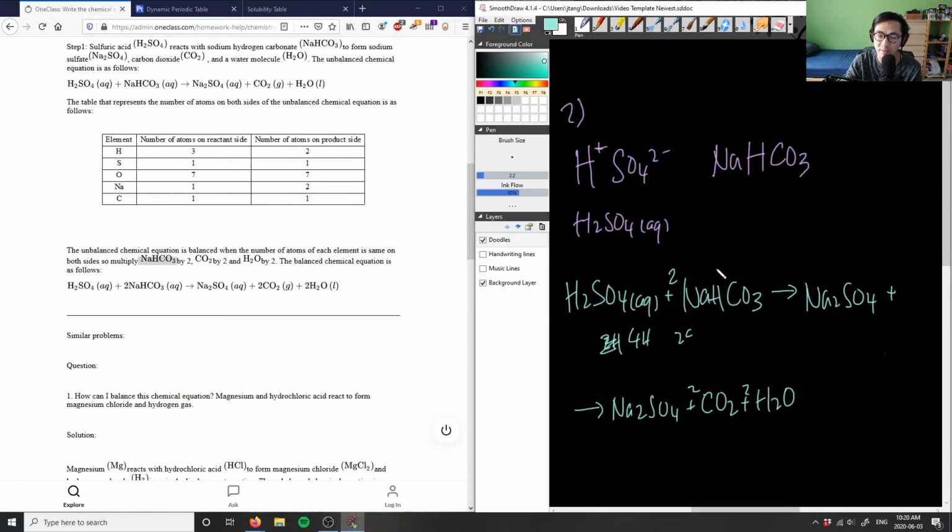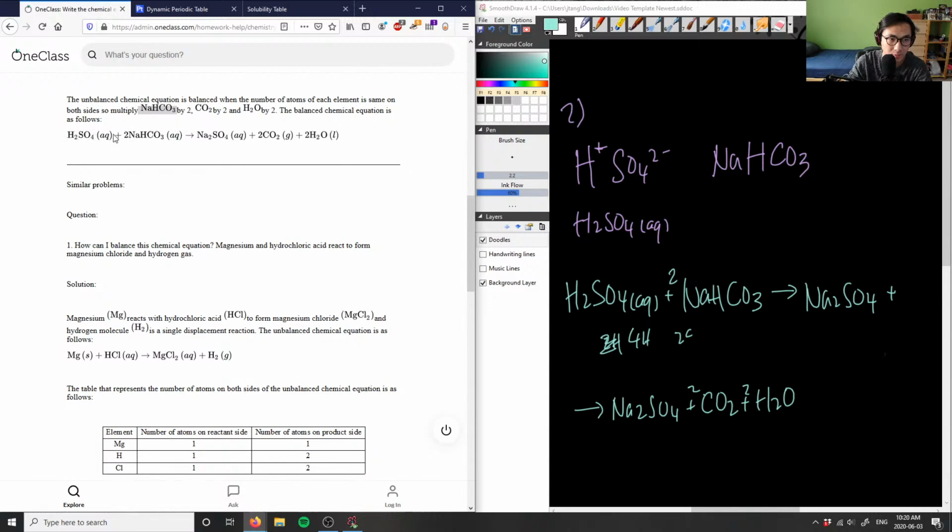So this here is a balanced chemical reaction. We have sulfuric acid plus 2 sodium bicarbonate, which gives sodium sulfate plus 2 CO2 plus 2 H2O. So this is correct. So this solution here is correct, because they give us the balanced chemical equation here.